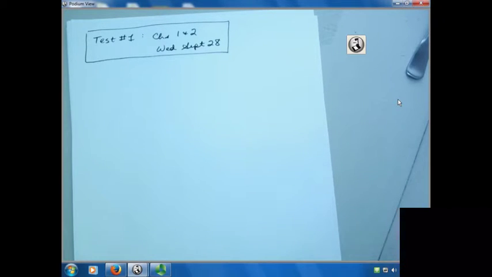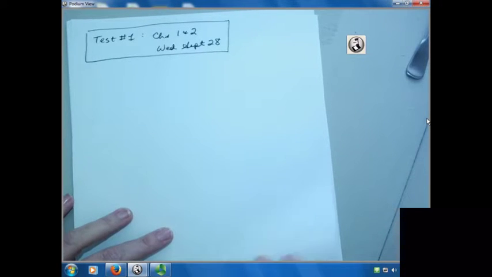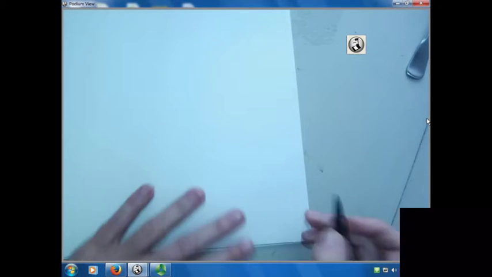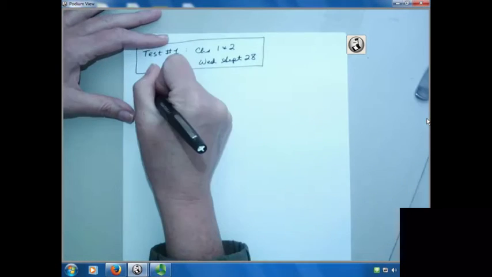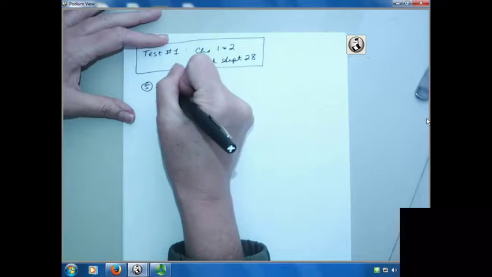Okay, then let's get on with our stuff for today. Motion of a charge in a uniform magnetic field. This is part 5 of the chapter.